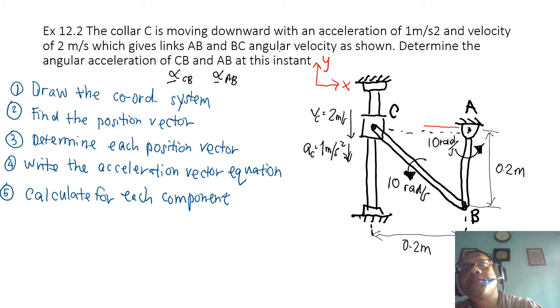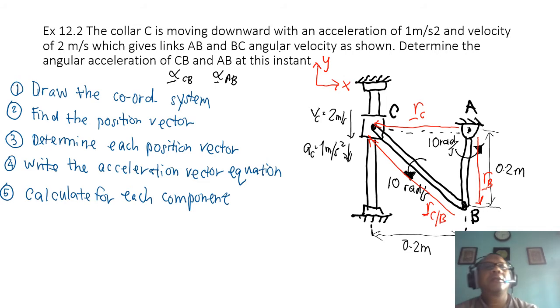This is position vector C, and this is position vector B, and this is position vector C relative to B. So I wrote that position vector B. And then we determine each position vector.